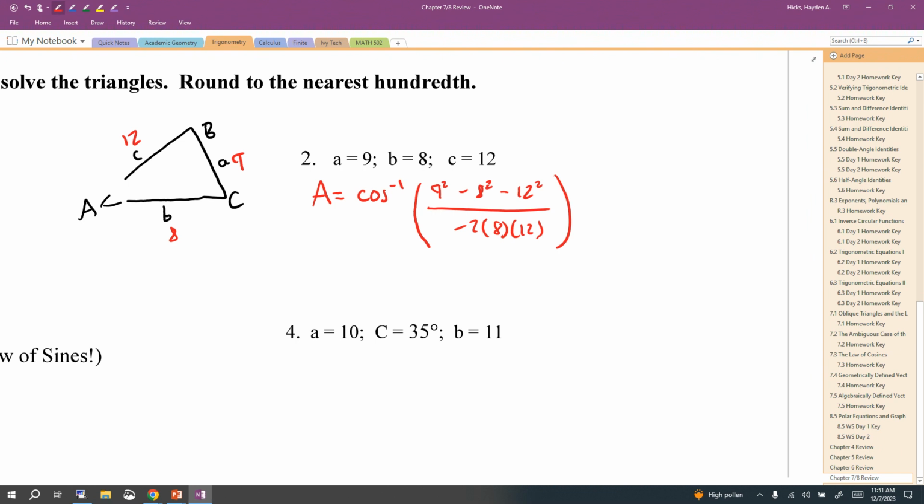Any questions there? So you use law of cosines. You're going to have to use it again to find another angle. I guess you could use law of sines to find another angle, and then you use triangle angle sum theorem to find the last one.